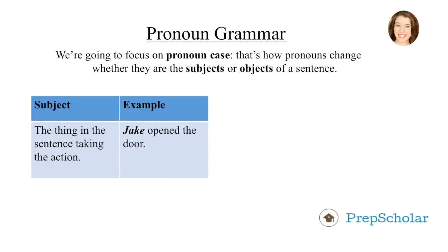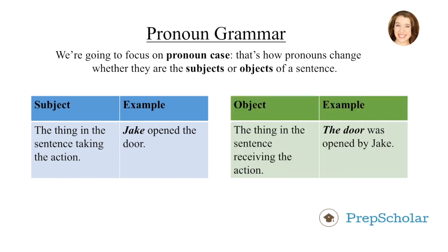A subject is the thing in the sentence taking the action. So an example would be the word Jake in this sentence. Jake opened the door. Jake is the one taking the action, so Jake is the subject of this sentence. What about an object? It's the thing in the sentence receiving the action. The door is the object in this sentence. The door was opened by Jake. Jake is the one who is taking the action. The door is the thing receiving that action. So, subjects take action, objects receive action.